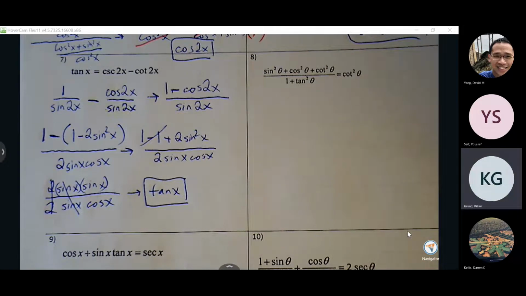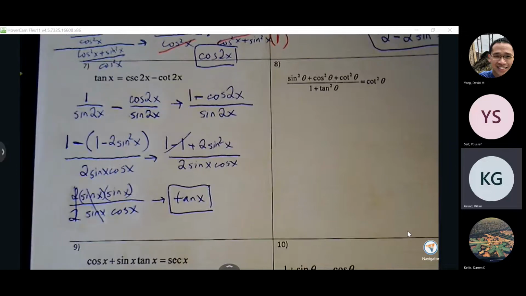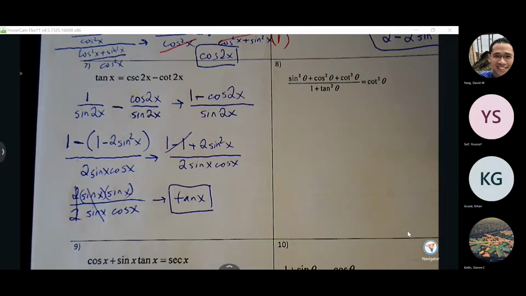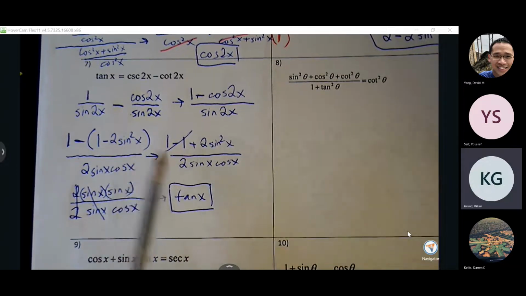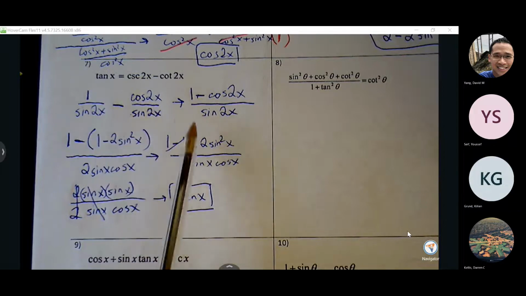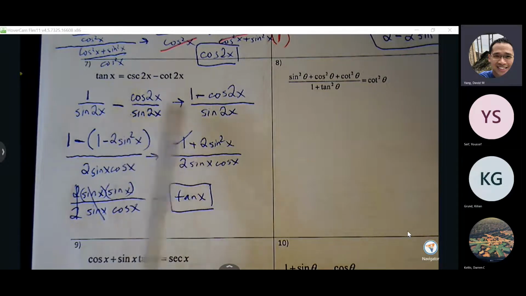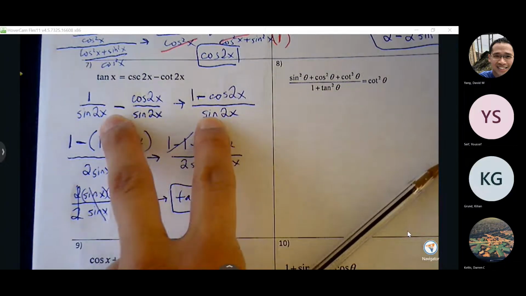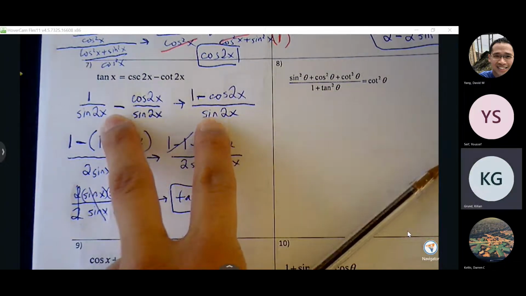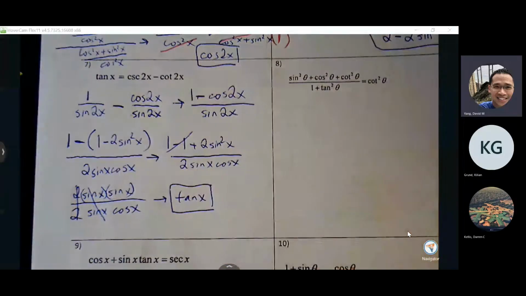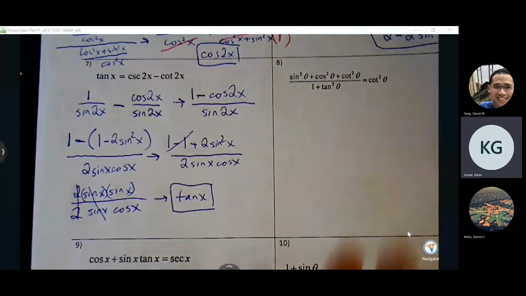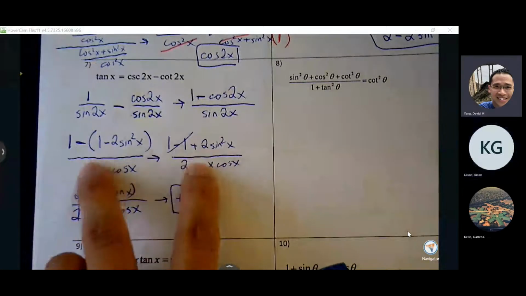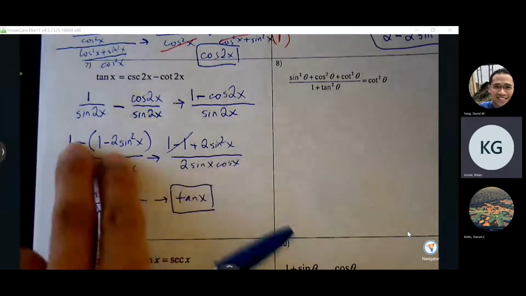Mr. Yang, can you go back over where you pulled out the negative 1 from the 1 minus cosine 2x? Let's see. This first step here. No, it's from the previous number 6. No, it's on number 7. It's on the second row. Okay, the first thing, how you got that.